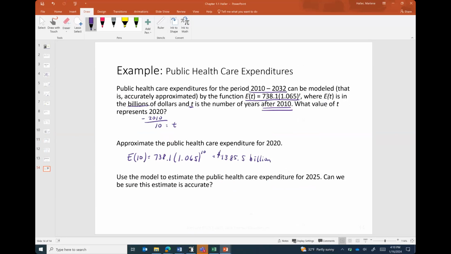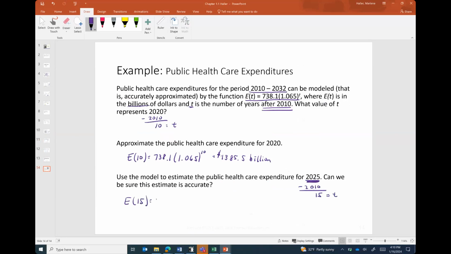The last part in this question says, use this model to estimate the public healthcare expenditures for the year 2025. So that's in the future. If the model's good, this might be a good way to predict things, right? Well, let's see. The year 2025 is going to be how many years after 2010? Looks like 15 years, if I subtract out that 2010. So what I want here is a T of 15. So I want to find E of 15.